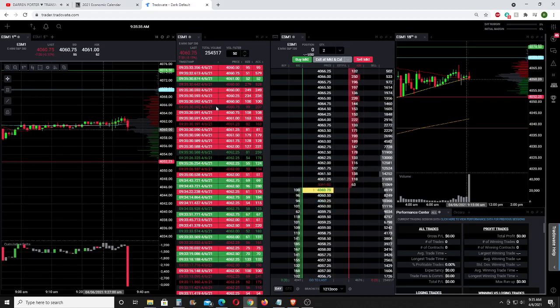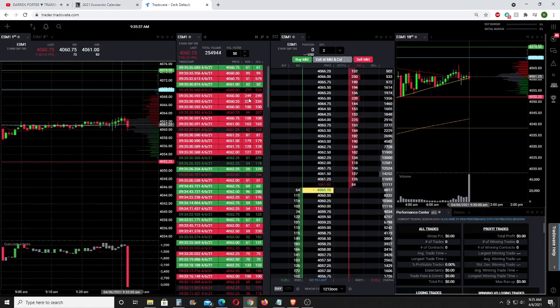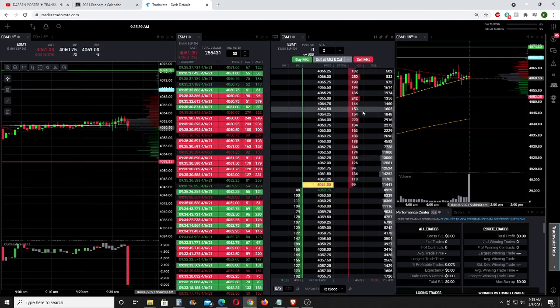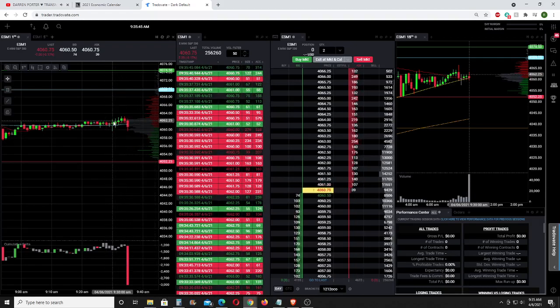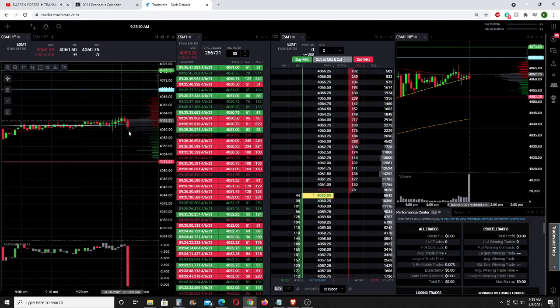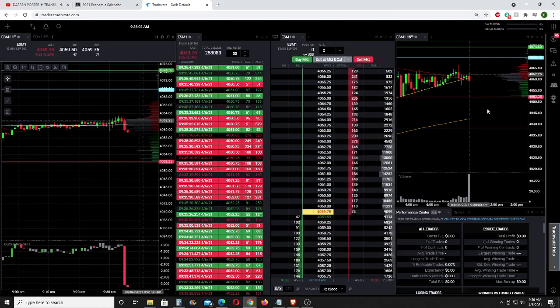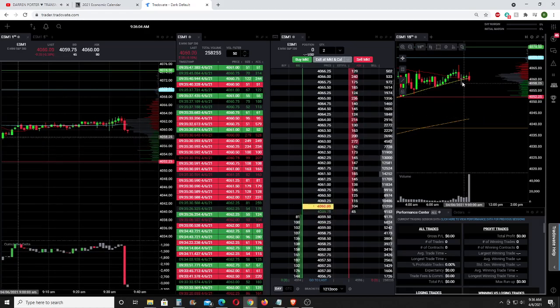Okay, oh wow. What is that? Look at that print. Look at these prints at 4060. Oh my goodness. This is why, in the first few minutes, even though there wasn't much going on, it was really scary to pick a direction. I was leaning towards long, but stuff like this could happen. Look at this delta. Look at that huge dump. Oh my goodness.